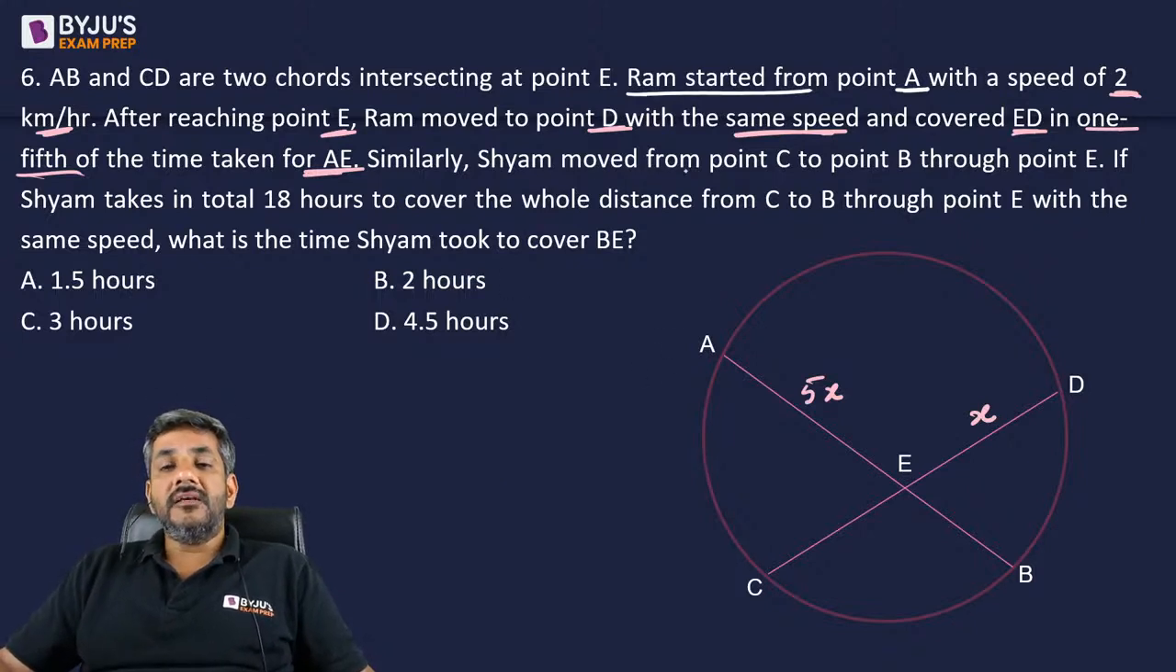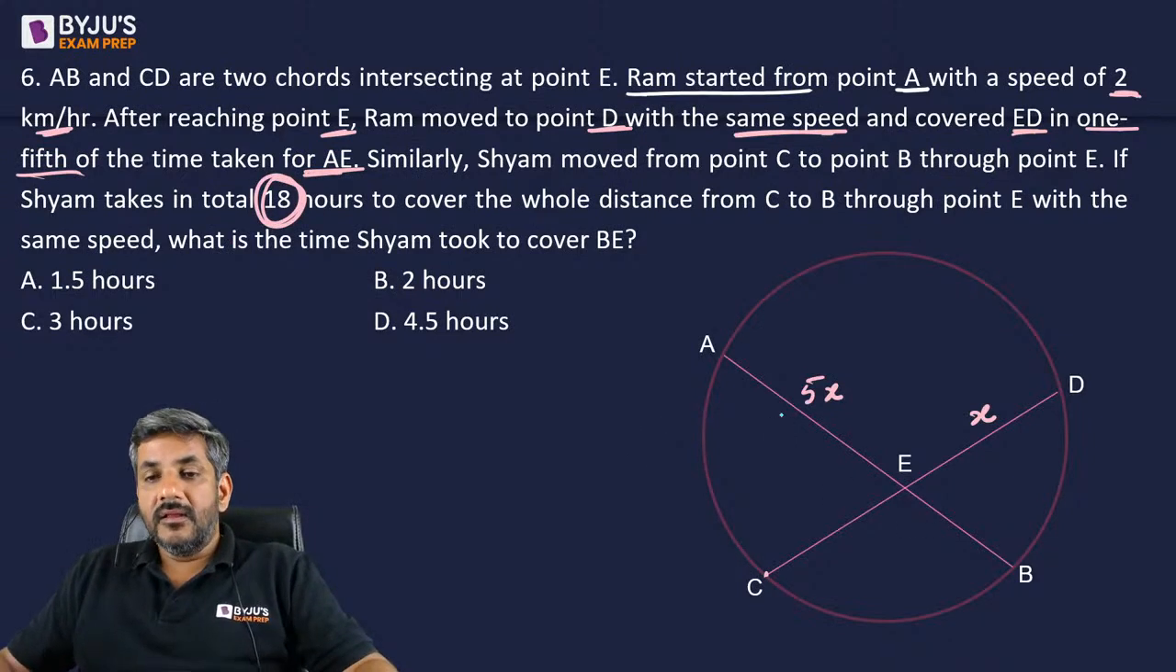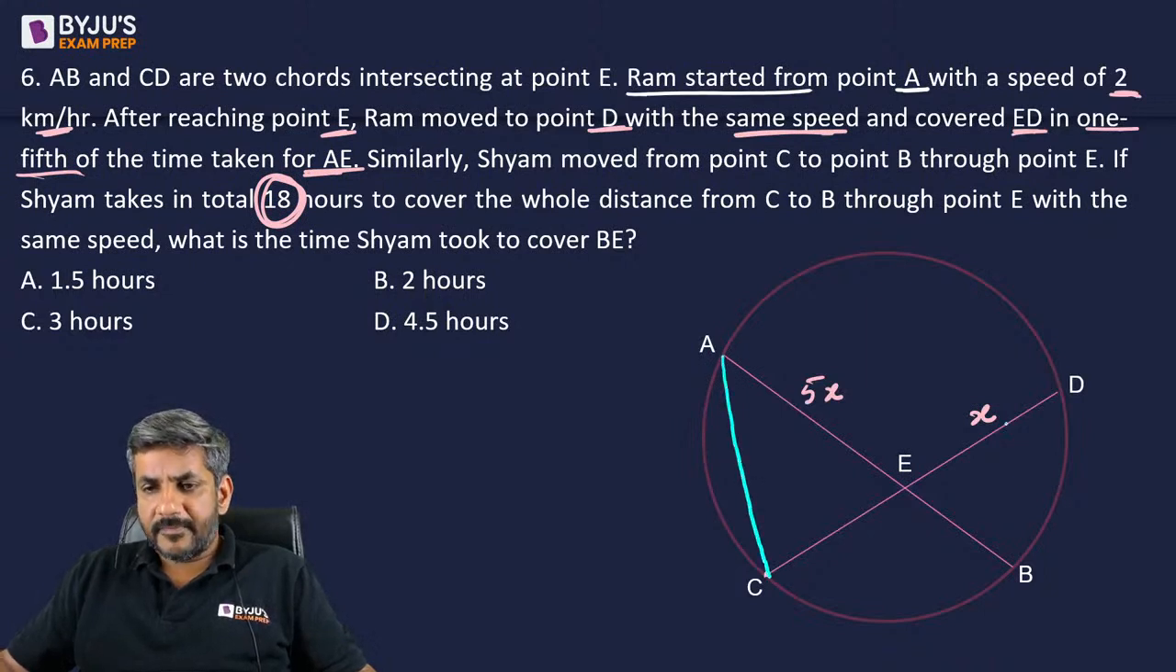He says similarly, Sham moved from C to B in the same manner. वो पहले C से E गया, E से B आया. This is how he also moved. So what is the time taken by Sham to cover BE if he has taken a total of 15 hours? I can just say that let's join A with C and let's join D with B.